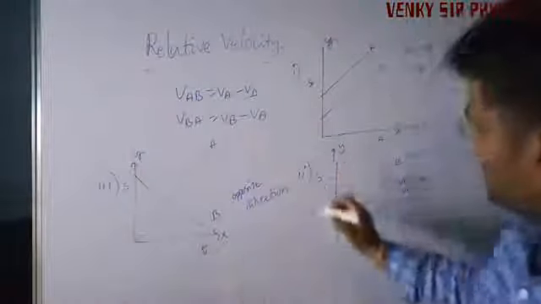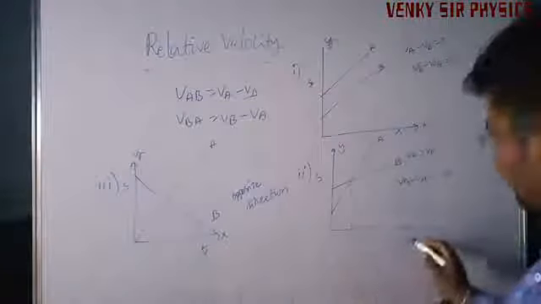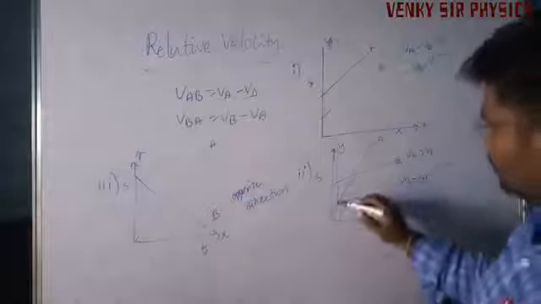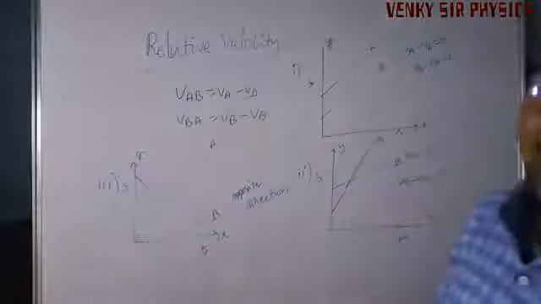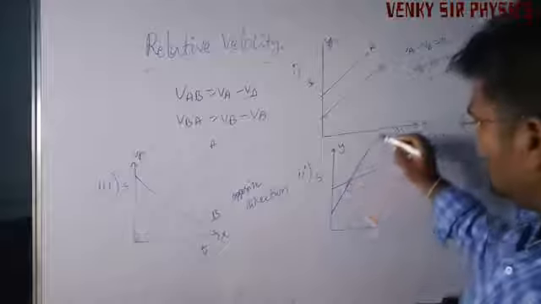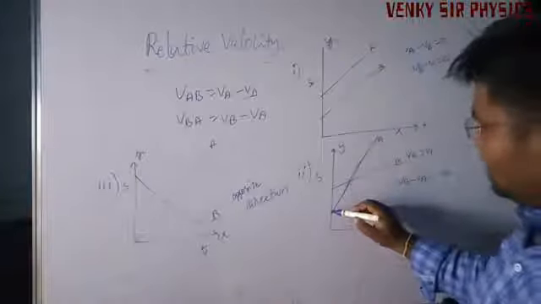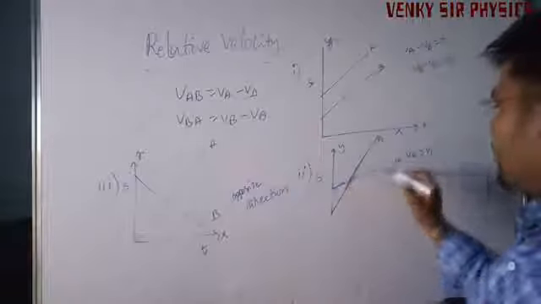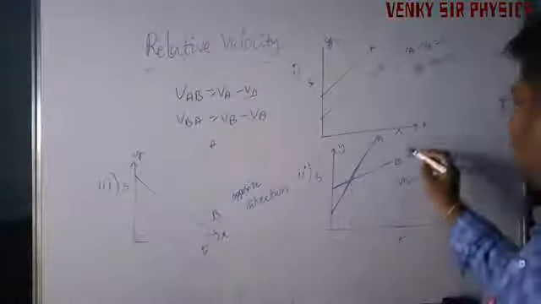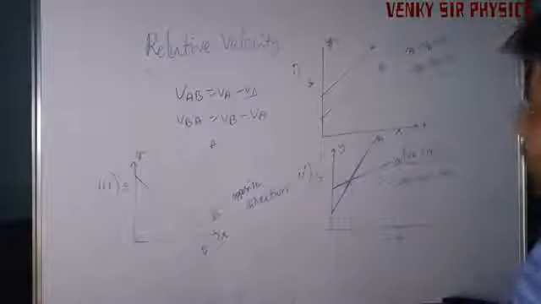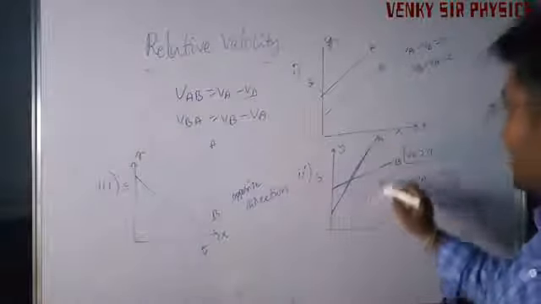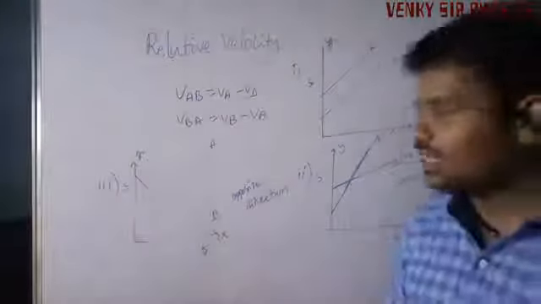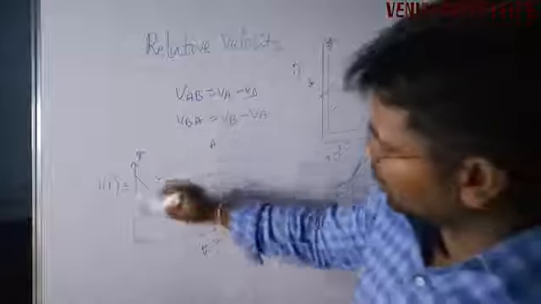Coming to the second graph. The x-axis is time, the y-axis is distance or displacement. Body A moves faster than B. A is continuously increasing; the displacement of the body continuously increases with respect to time. B is somewhat less. In this case, we can say VA is greater than VB. So VB minus VA will give a negative value. Understand?